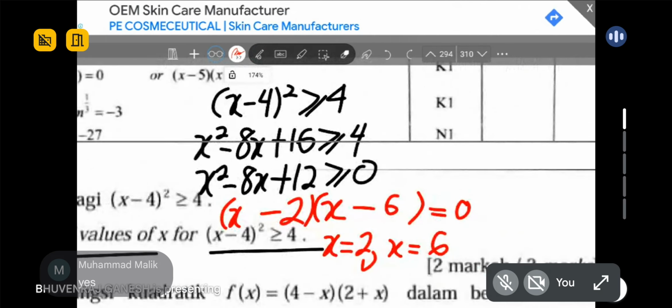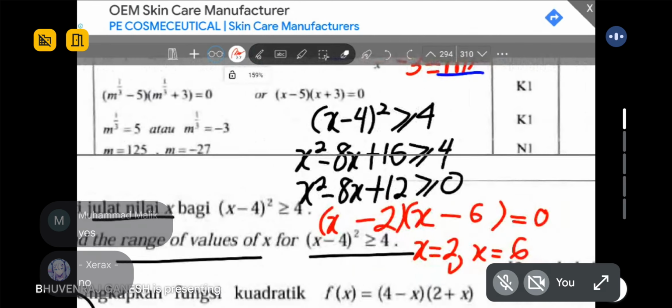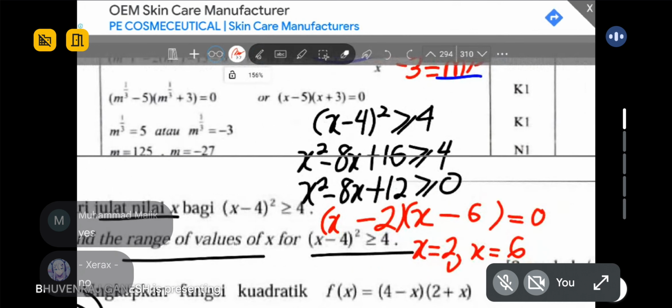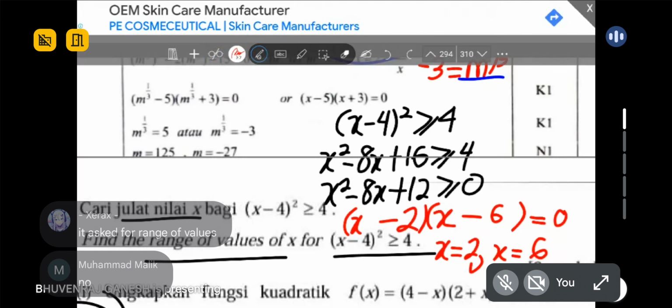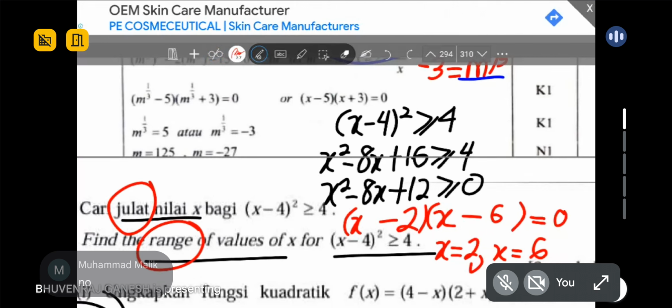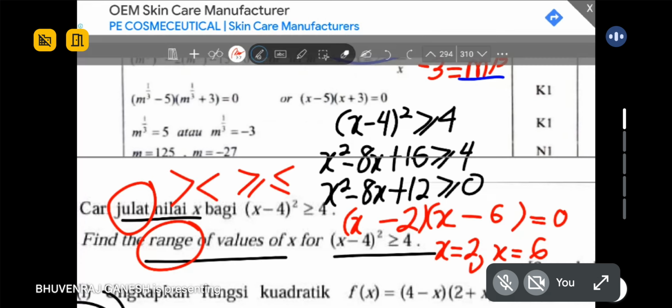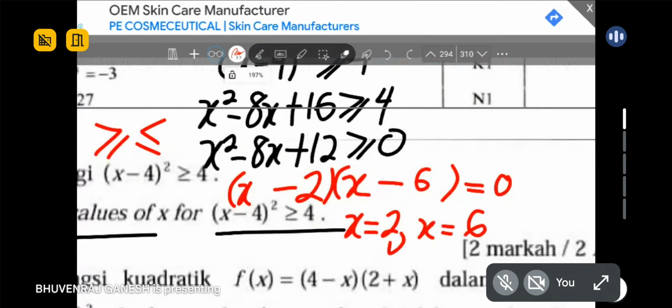But guys, can we leave this as the final answer? Yes or no? Adakah ini jawapan akhir? 2 dan 6? Yes, very good. Always be careful of the word in the question, guys. The question say range, julat. So you need to have the inequality symbol. Kena ada simbol ketaksamaan macam ni dalam jawapan kamu. Faham? Okay. So how do we get the range, guys?